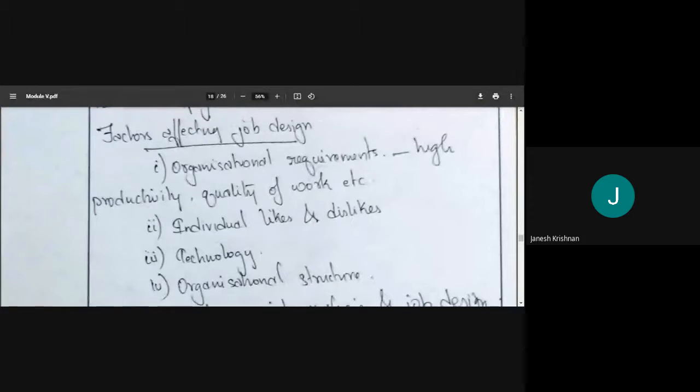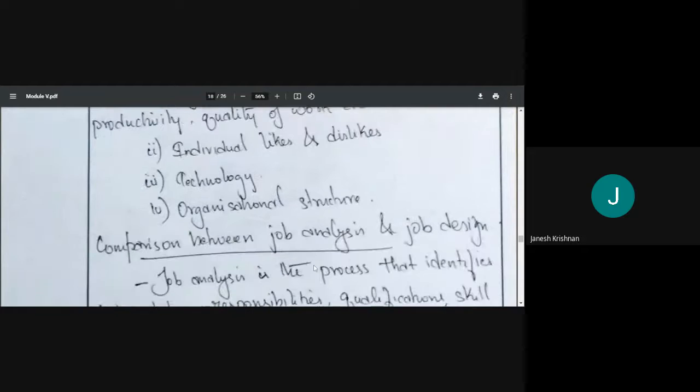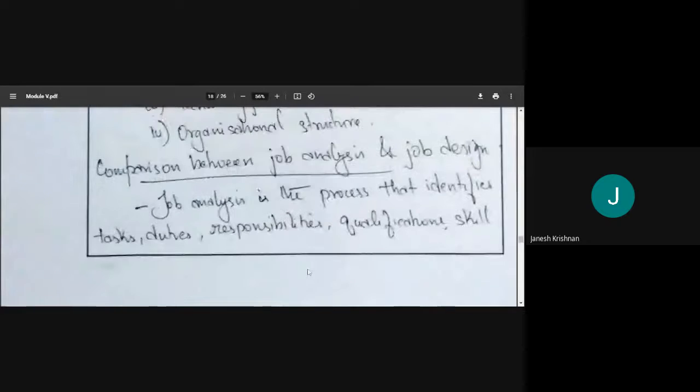Then individual likes and dislikes. As you said, people have to be taken into consideration. And then the technology which we use, and the organization structure again. It will depend upon the requirement. So when we compare job analysis with job design.